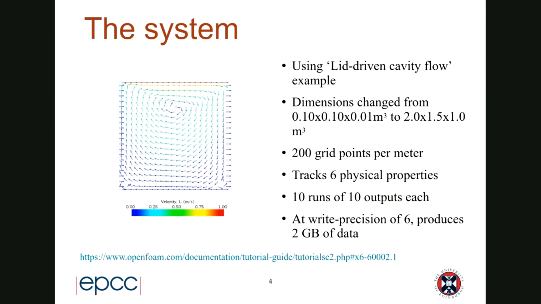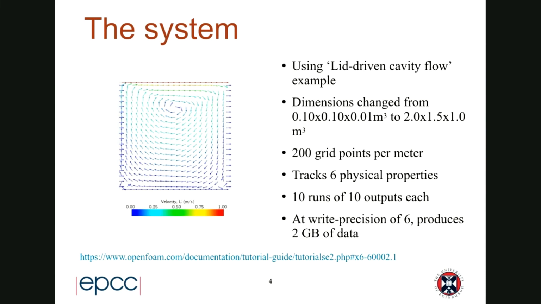And for all of the stuff that I'm about to show you, I ran 10 runs that each produced 10 outputs. The run would start, and then every time step I would output all 6 of those physical properties, so that my runs were literally just writing and some tiny amount of calculation. And to speed up my runs even more, I actually set the lid velocity to 0.